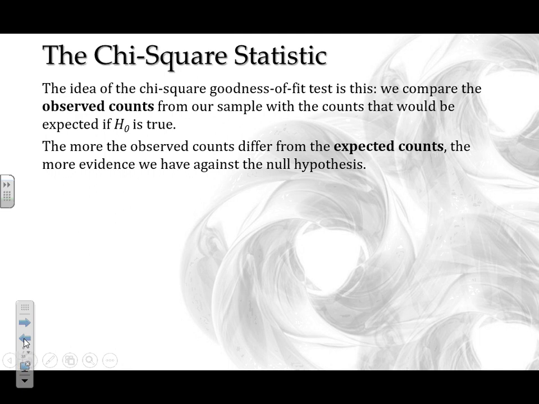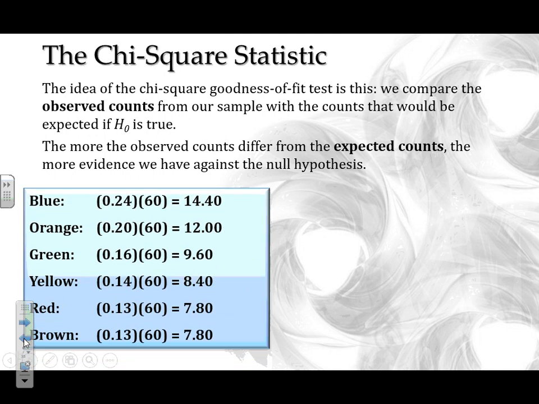Okay? So to do that, you would go color by color and take the 60 M&Ms that we started with times the expected proportion. So for blue, we should expect to see 24% blue candies. So we had 60 in our bag times the 24% we should expect, and we should expect to see 14.4 candies on average.